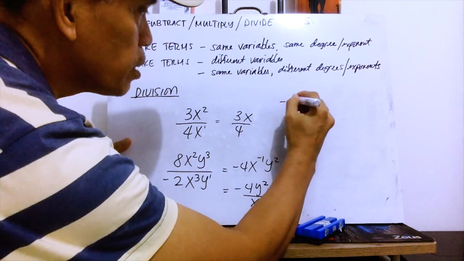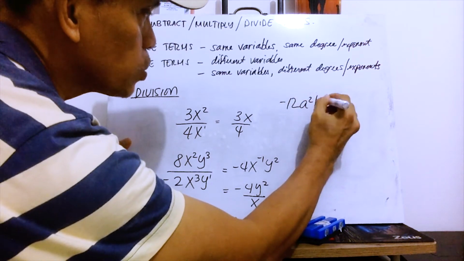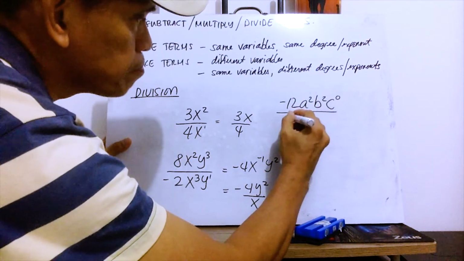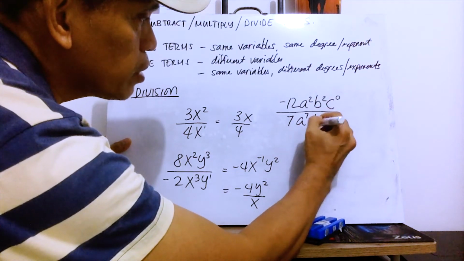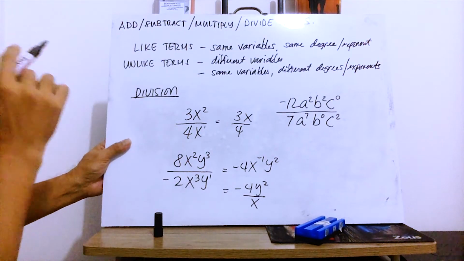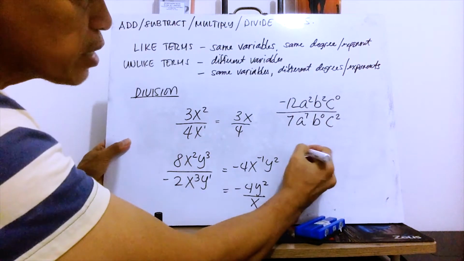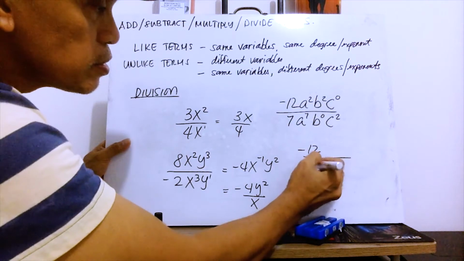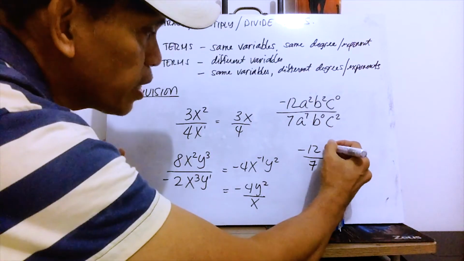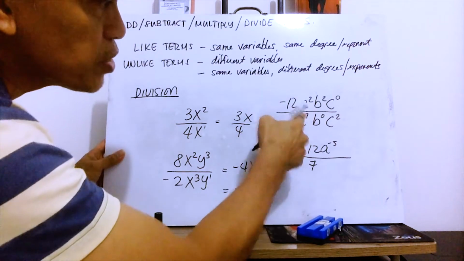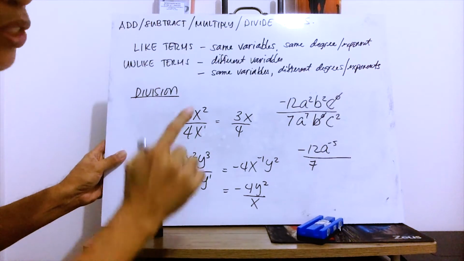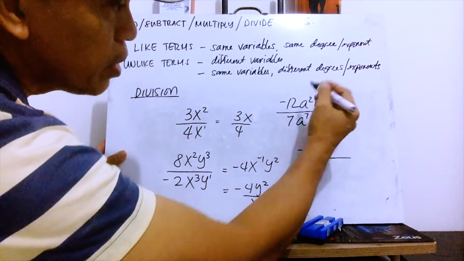Let's say negative 12a squared b squared c raised to 0, all over 7a^7 b^0 c raised to 2. How do we divide that? Let's start with the constants. So it's negative 12 over 7. Look at this. 2 minus 7, that's negative 5. And then we can cancel this because that's 1. Remember, any term raised to 0 is 1. And that's just copy.